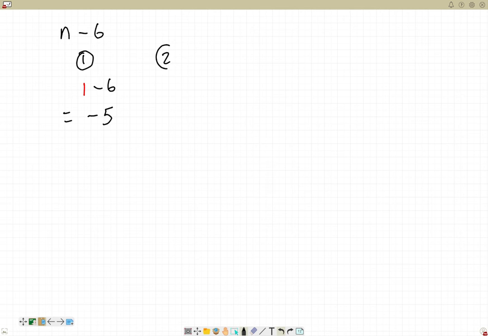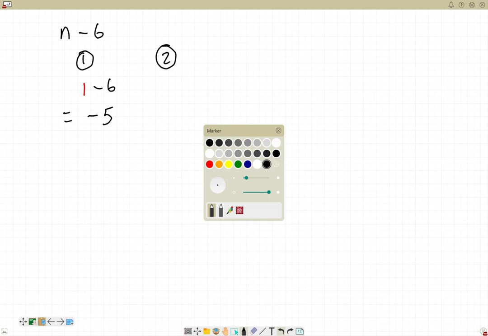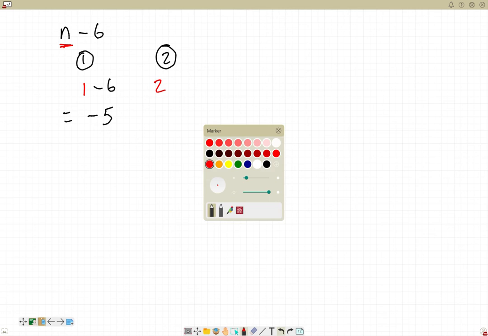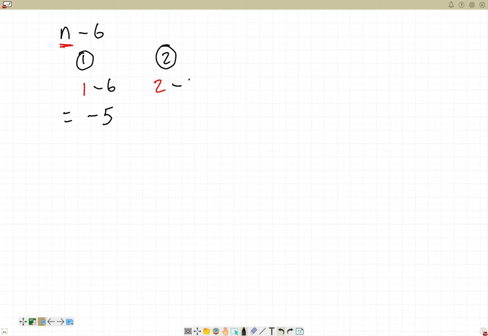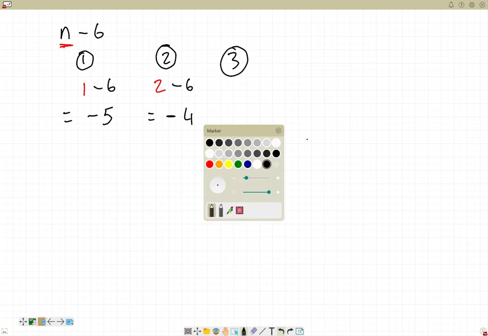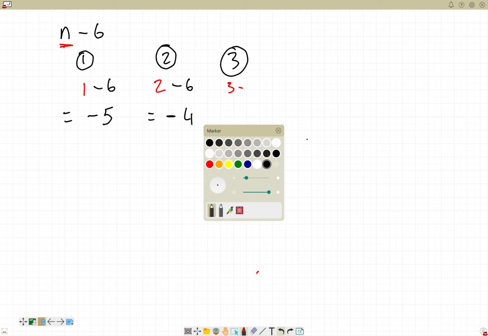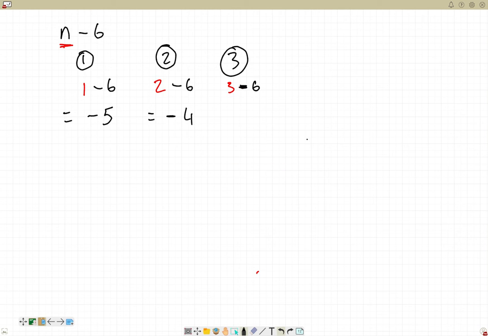Okay, second term. Second term, substitute in 2 for n. So 2 minus 6. 2 take away 6 is negative 4. Third term, substitute in 3 for n. So 3 take away 6. So 3 take away 6 is -3.